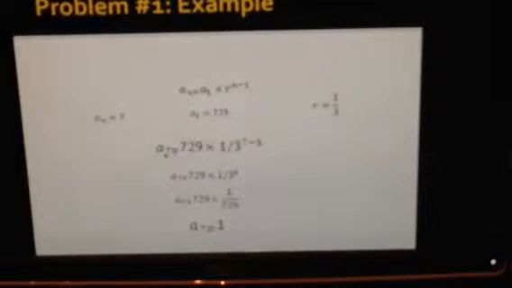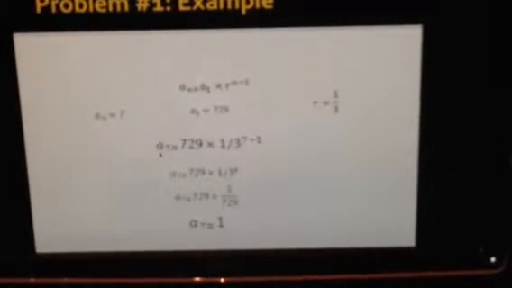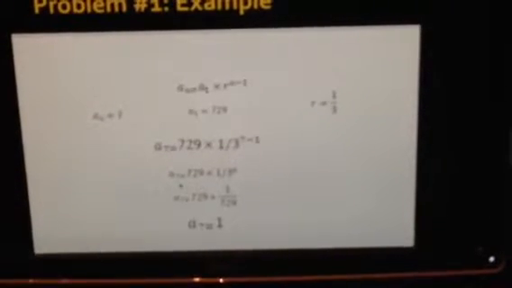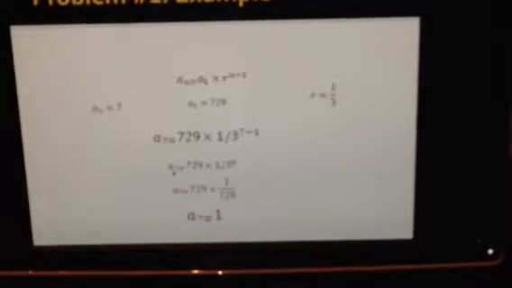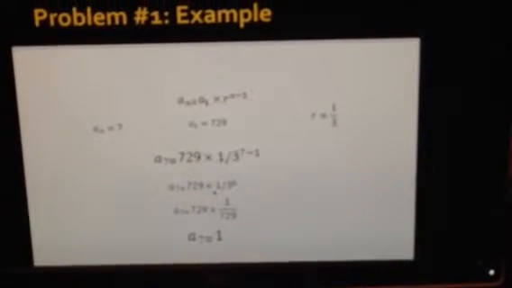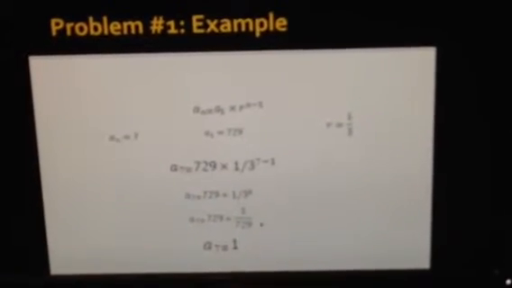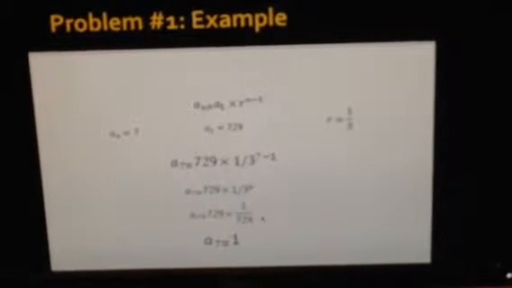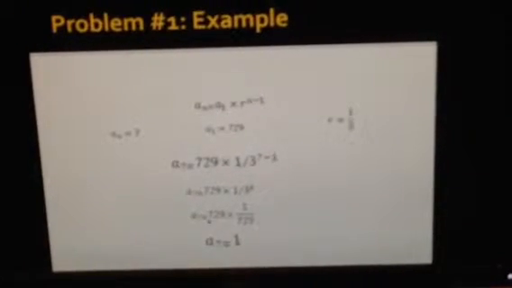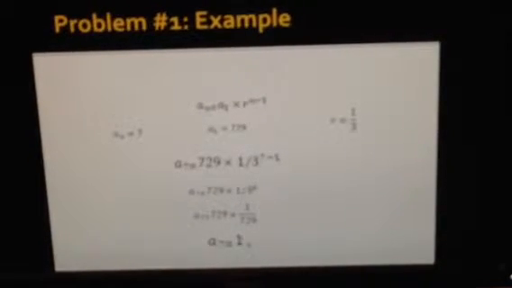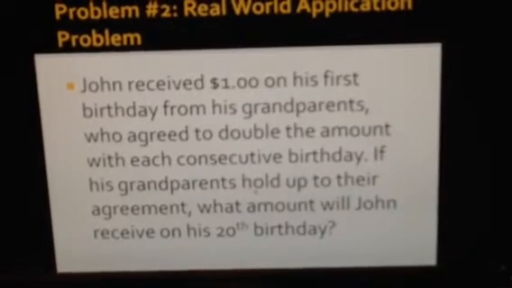So you would plug those into the formula. You get A7 equals 729 times 1/3 to the 7 minus 1. So you simplify that and you get A7 equals 729 times 1/3 to the 6th power, which 1/3 to the 6th power is equal to 1 over 729. So when you multiply those together, you get A7 equals 1, the 7th term equals 1.